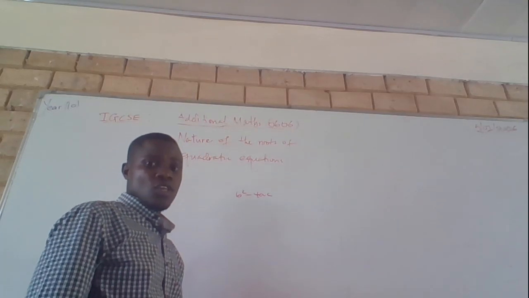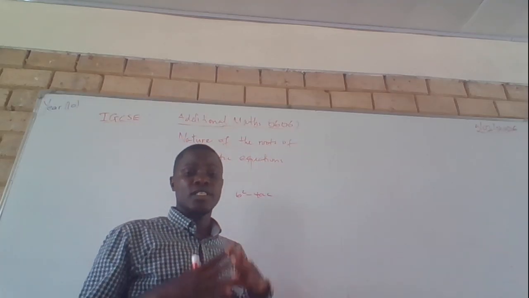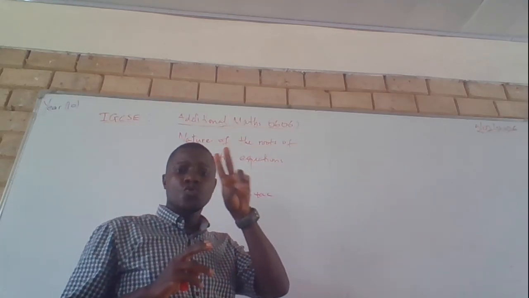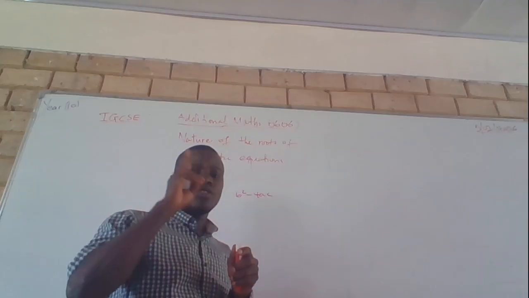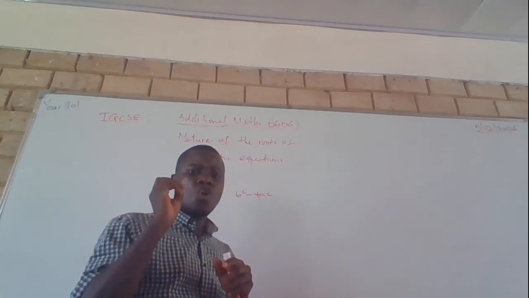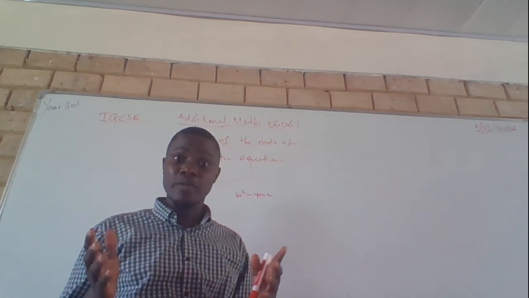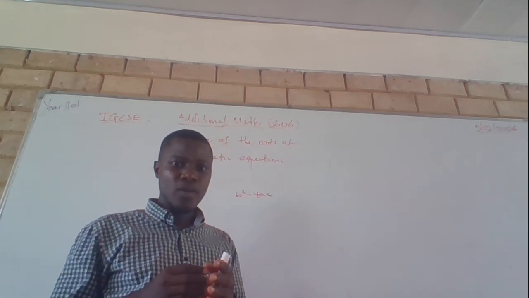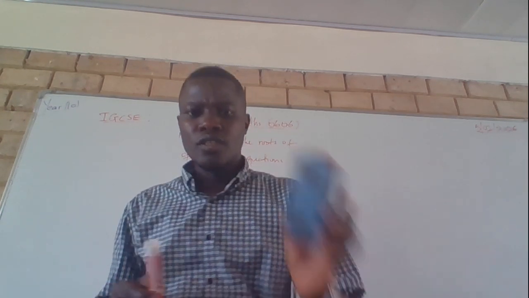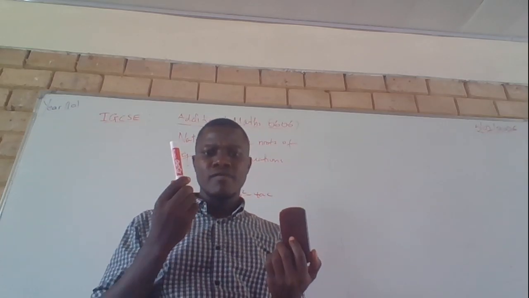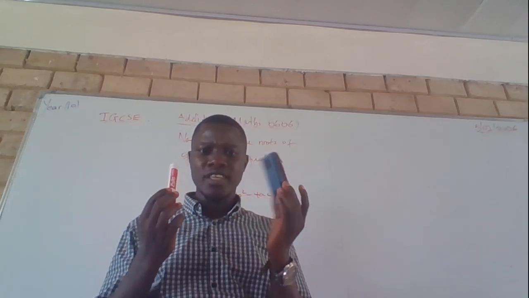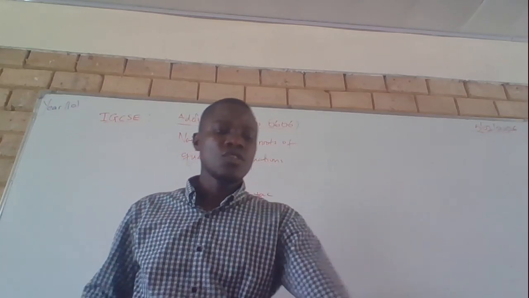It tells us whether the quadratic equation has two equal roots, or no real root, or complex roots, or two distinct roots. When we say distinct, distinct simply means different, right? For example, as you can see, this duster and this marker are different, therefore they are distinct, right? So now let's see.